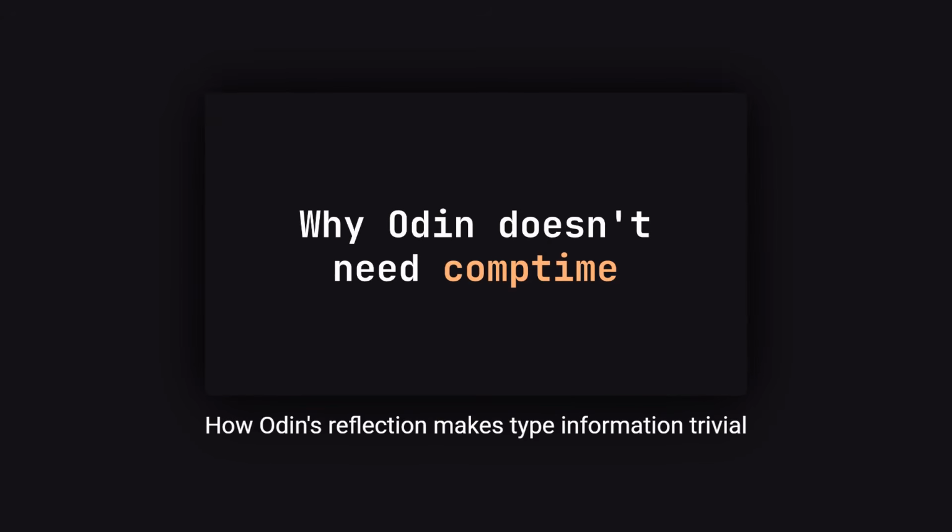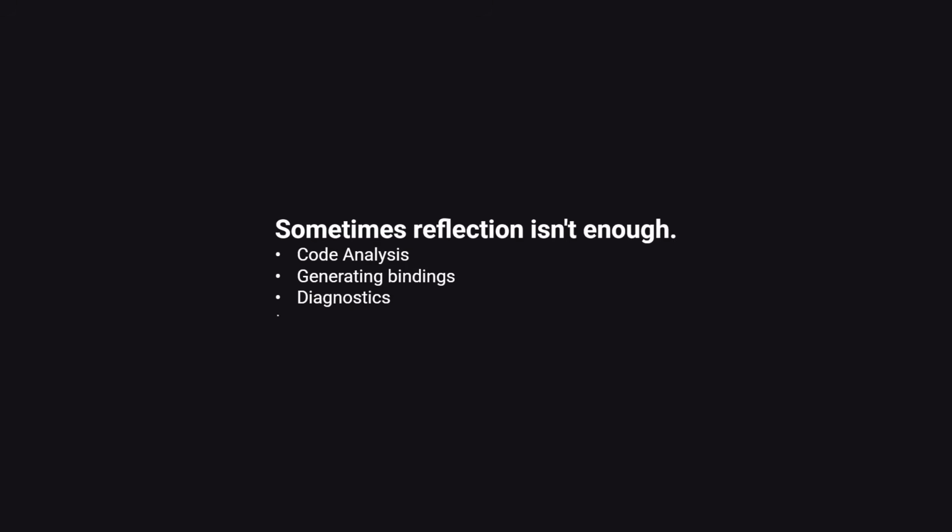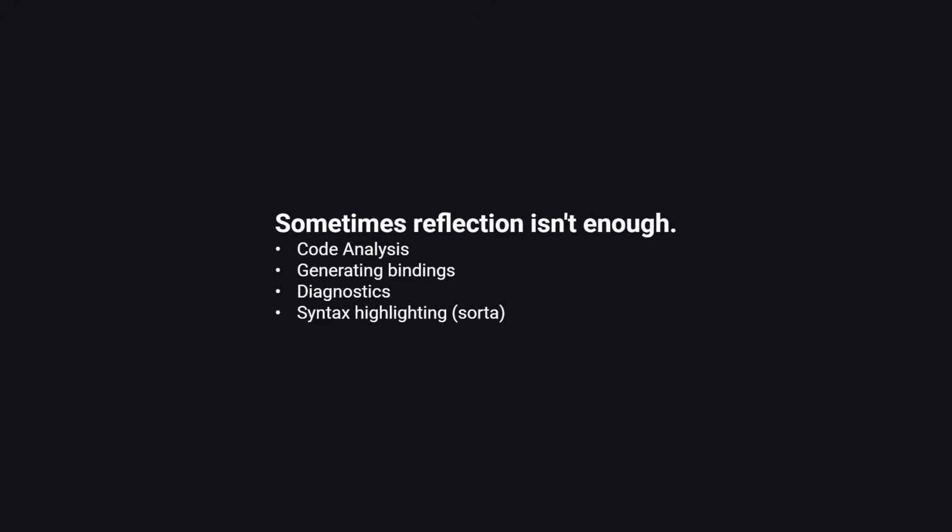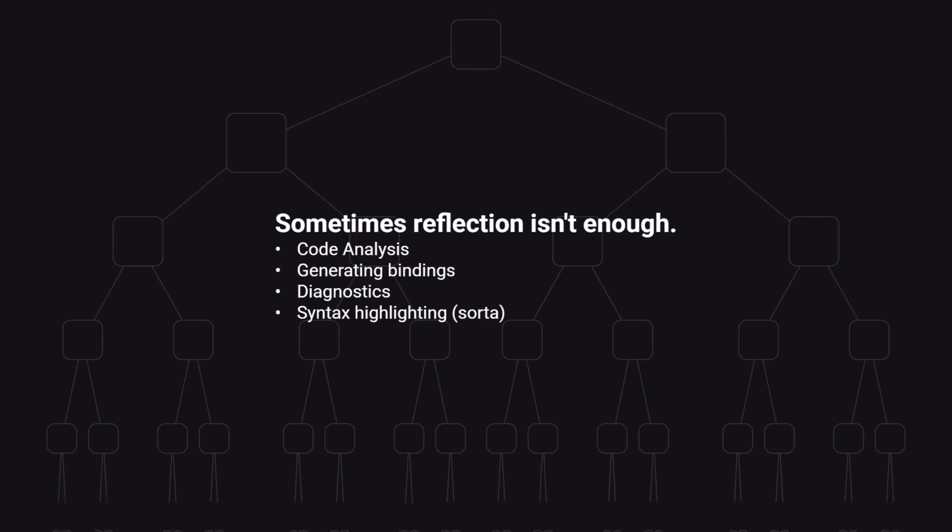In my last video, I went into Odin's reflection. It's a simple way to look at your types at runtime, great for stuff like serialization. Sometimes though, you need to dig a little bit deeper into your program. For example, you may want some process to analyze code, perhaps for generating bindings, or doing some diagnostics, or in my case, syntax highlighting. For that, you need to actually inspect the parsed program in a structured form, called an AST. Thankfully, Odin provides a tool for this right out of the box, inside the core library.